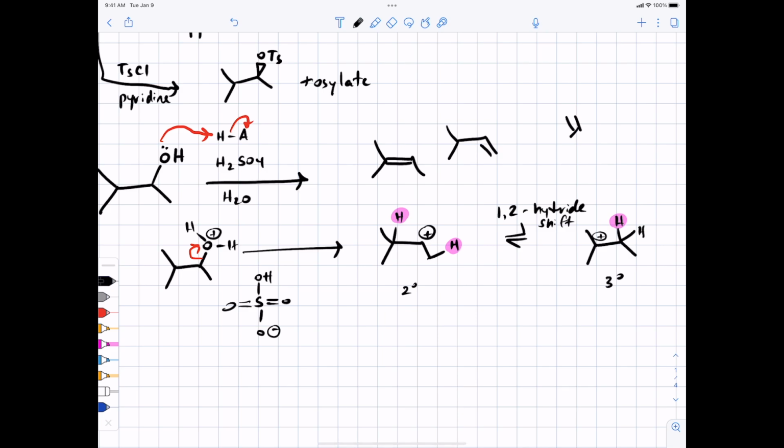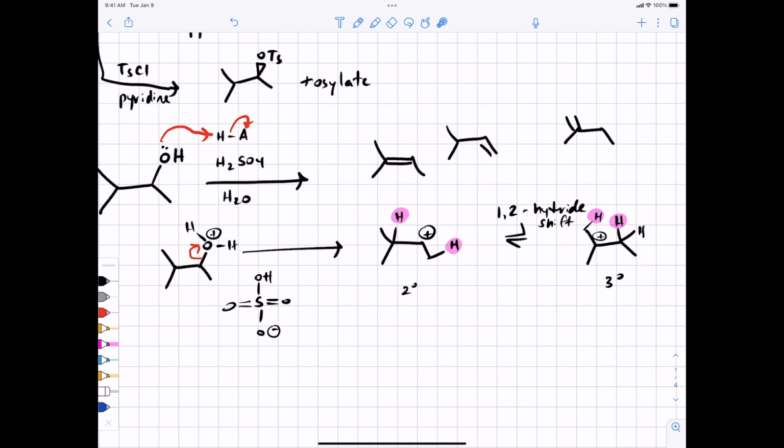You could get, let's see, that's another beta proton, isn't it? You could get that rearranged product. And then if you remove this beta proton, you'd actually get that product. So you get a mixture. Removing this beta proton would give you the same product as removing this beta proton would.